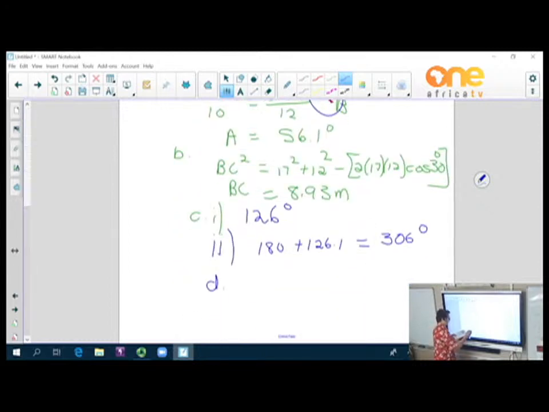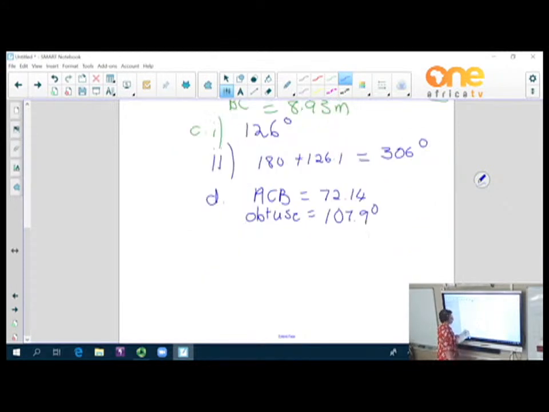So ACB is 72.14 degrees. I calculated that in that triangle there. If it is obtuse, it is 180 minus that one, which makes it 107.9 degrees. Can you see? Remember the cosine rule that we worked with.